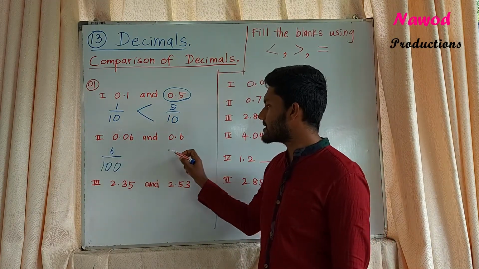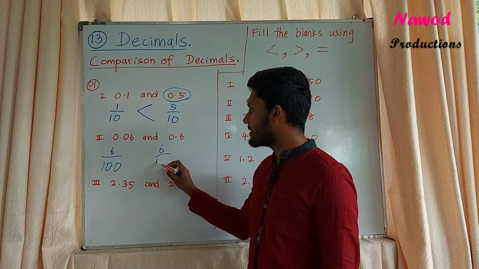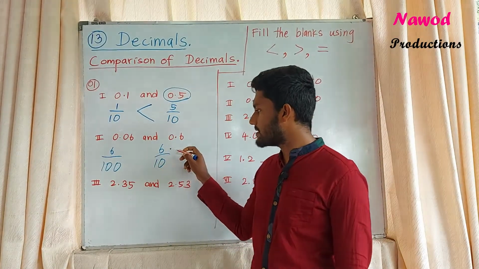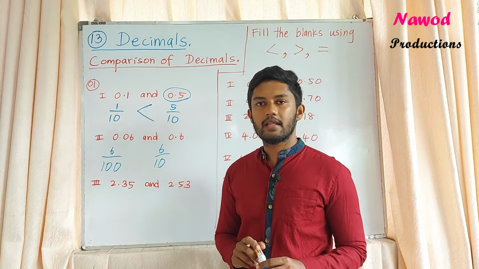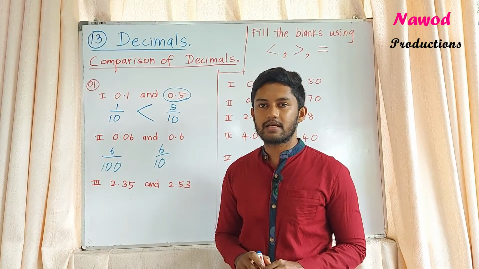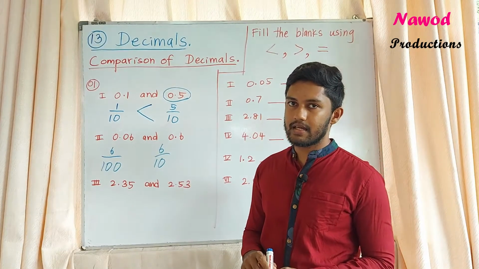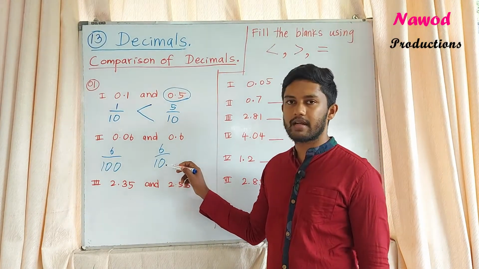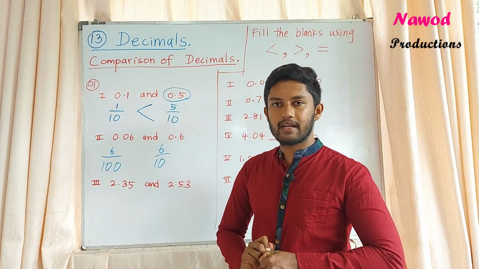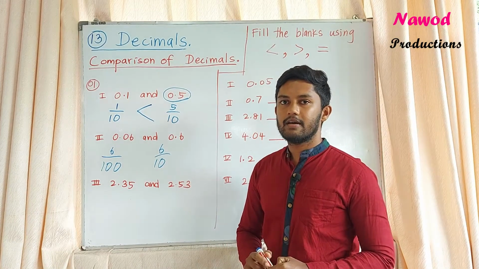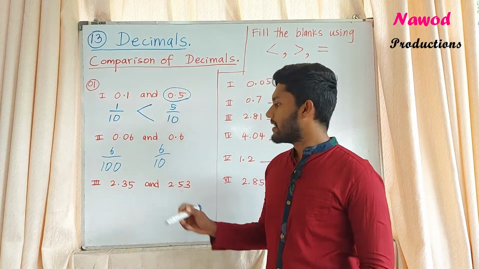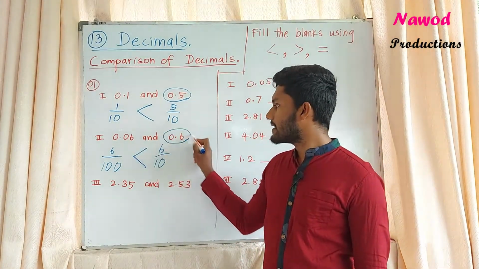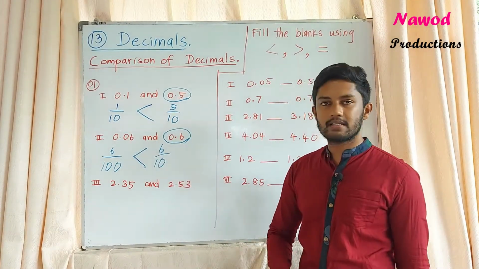Next one 0.06, that means 6 over 100. Then here 0.6, 6 over 10. Here 6 divided by 100, 6 divided by 10. Then there also we can compare the fractions because the two numerators are equal. 6 toffees divided by 100 friends, 6 toffees divided by 10 friends. When the number of friends is decreasing, the value increases. Then 0.6, or 6 over 10, is bigger than 0.06. We can understand it like that.